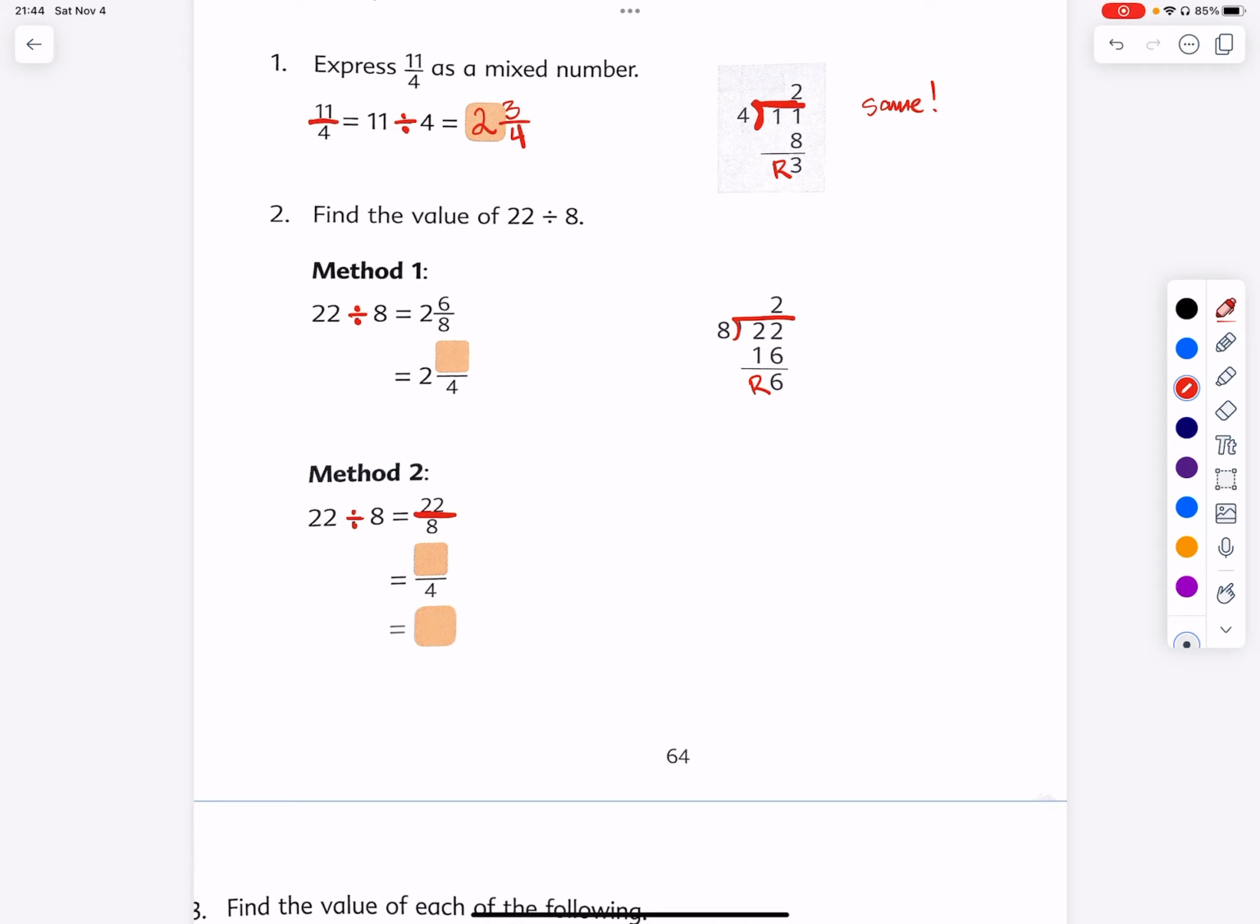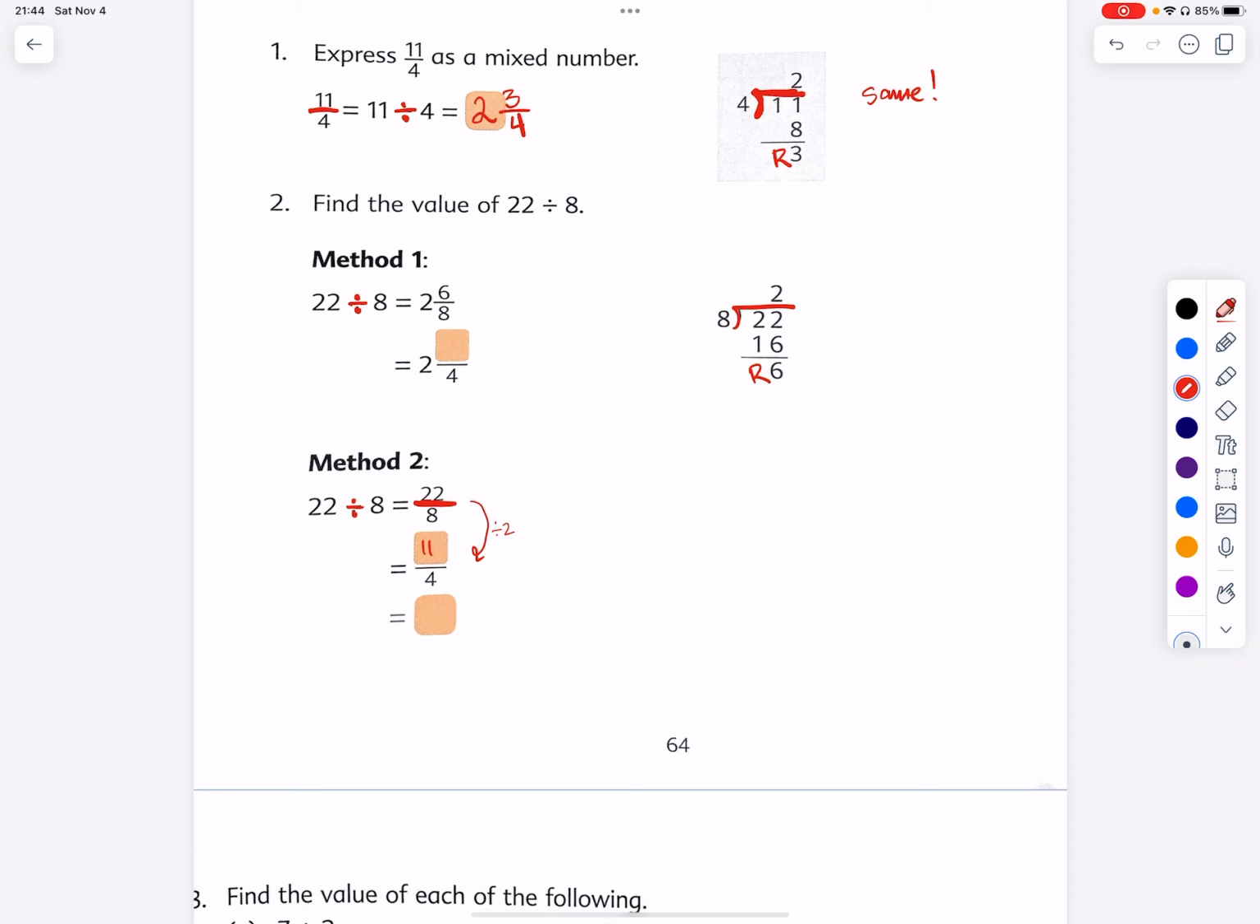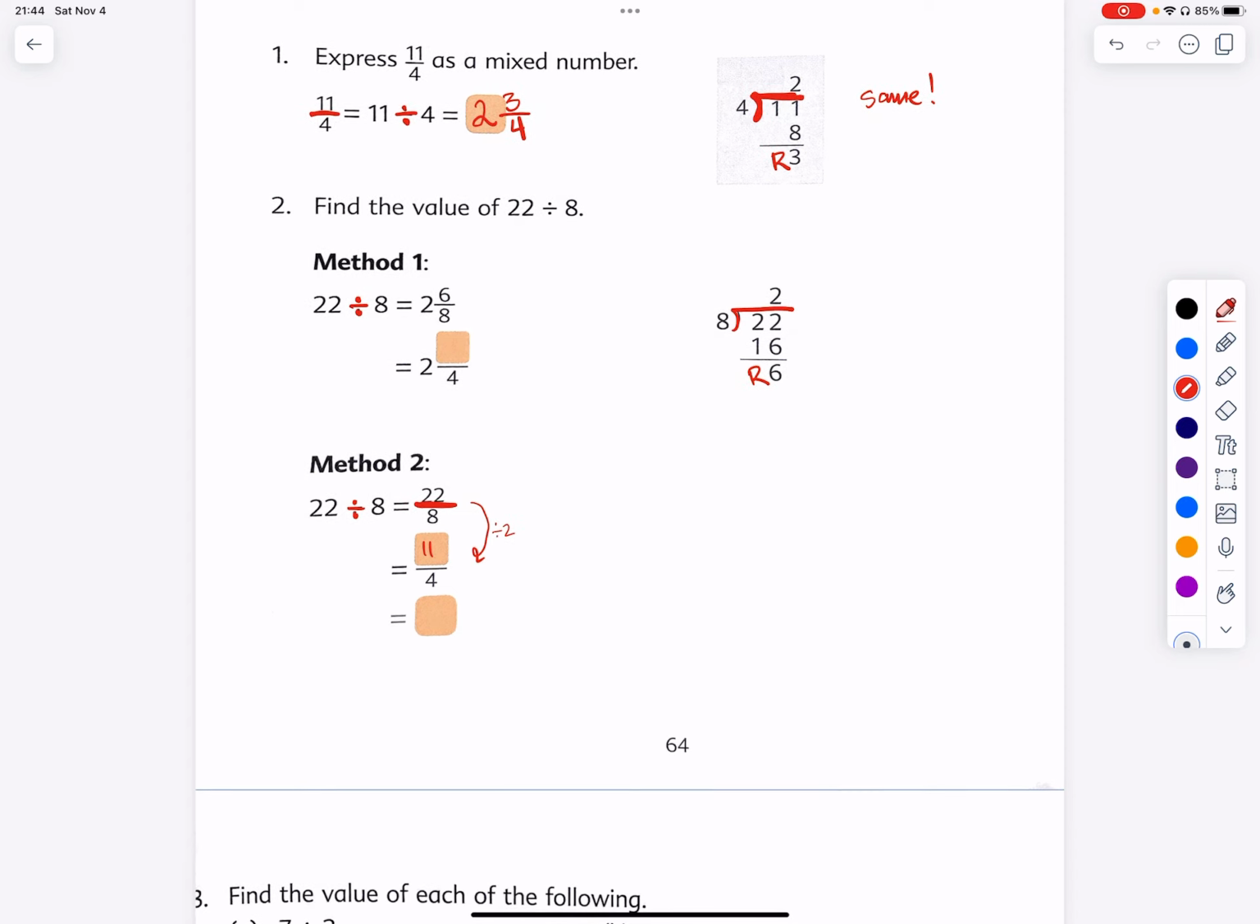And we can ask ourselves how. We can simplify, right? Let's simplify, divide by 2. So we say 11 quarters, and 4 goes into 11 still 2 times and the remainder is 3. So 22 over 8 is 2 remainder... No, why did I say remainder 3? I'm sorry. No, 2 and 3 quarters. Yes, it was remainder 3, but we write it as a fraction.